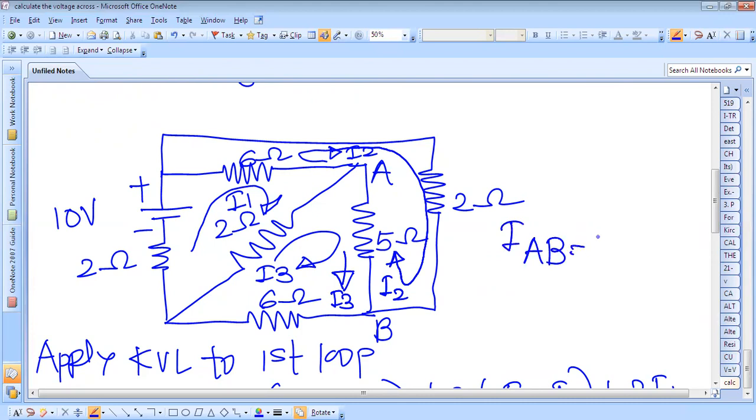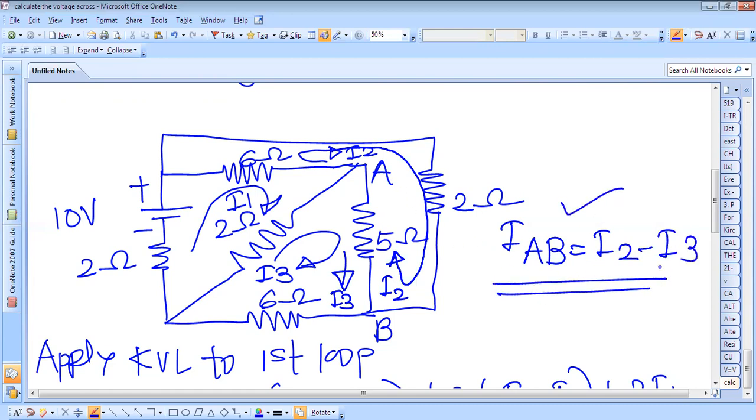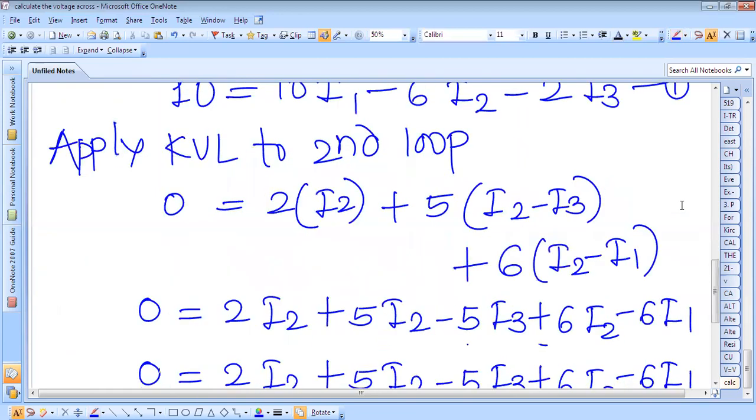IAB is equal to I2 minus I3. What is the current flowing through this IAB? It is this current and this current. So let us consider this current is positive. So I2 minus I3, this is coming downwards, or we can also consider I3 minus I2. So for that we have to now find I2 and I3. So how can we find I2 and I3?